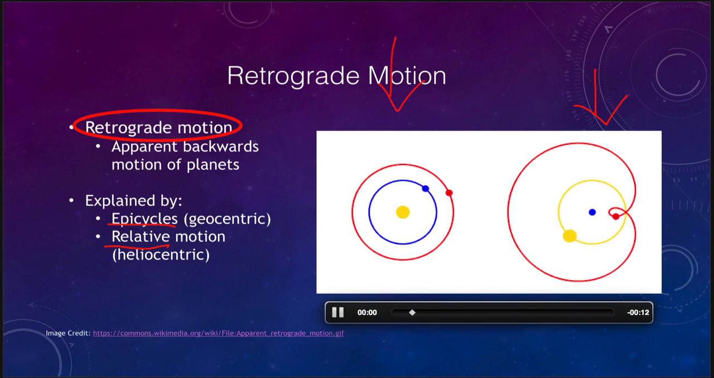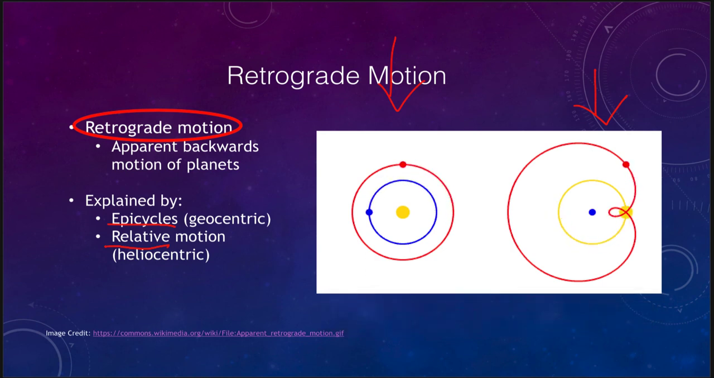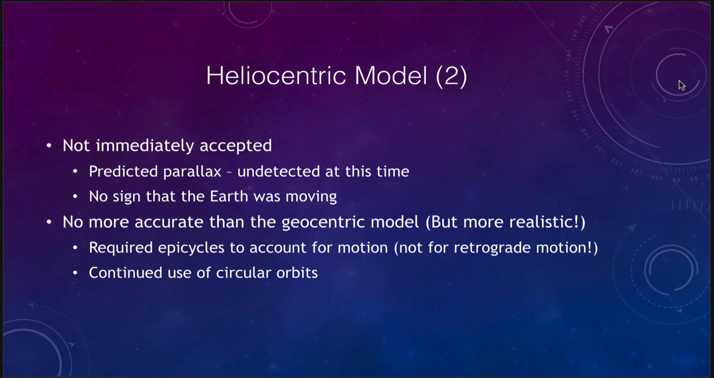So what do we know about the heliocentric model? Well, let's take a look here. The heliocentric model gave us a couple of different predictions. Was it immediately accepted? And that is no. It was not immediately accepted as the model of the universe.